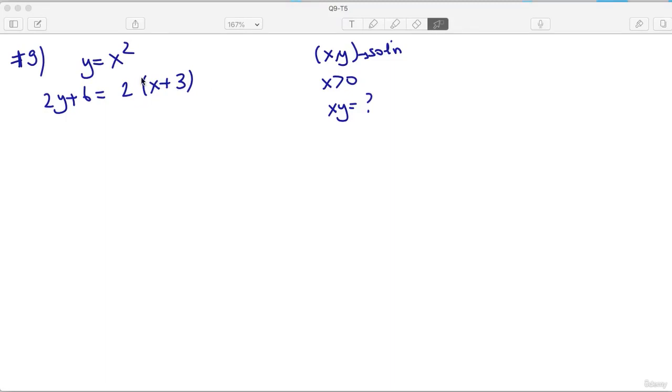Question number 9. In this question, we are given this system of equations. Note that this system is a little bit different. This first equation is a second degree equation. What about the second one? Well, the x exponent is 1, invisible 1. So this is a linear equation, y equal to some x. So this is linear, this is non-linear. So it's a non-linear system of equations.